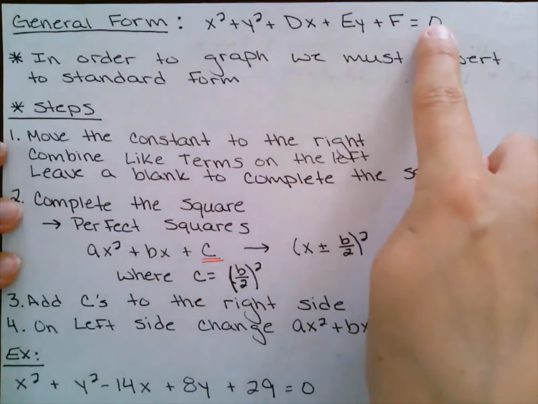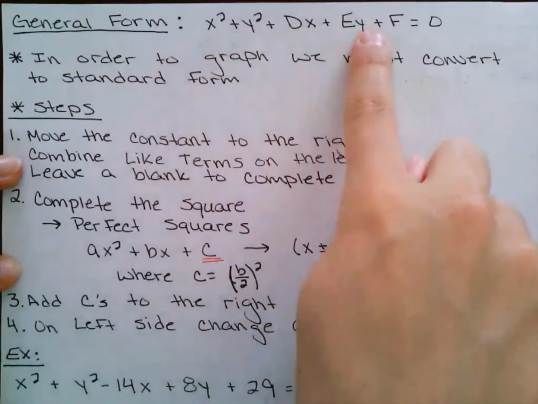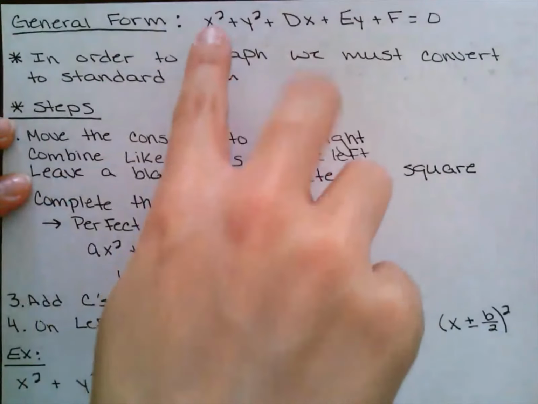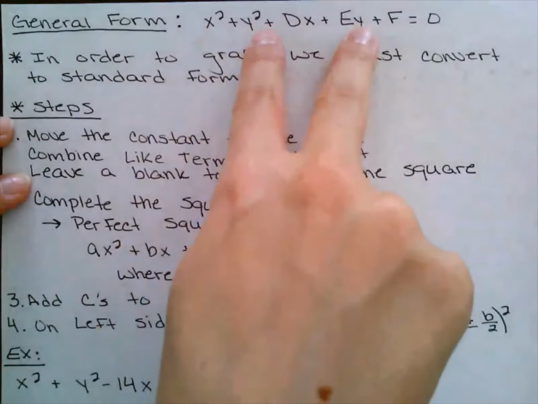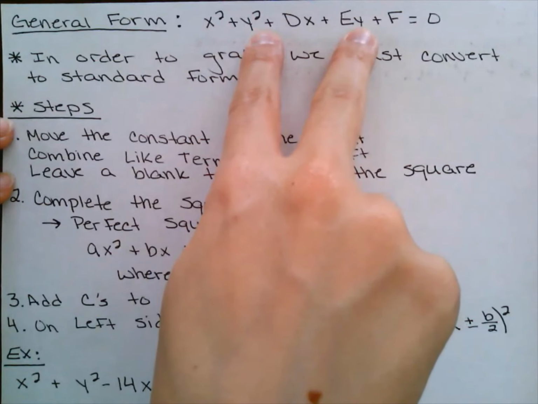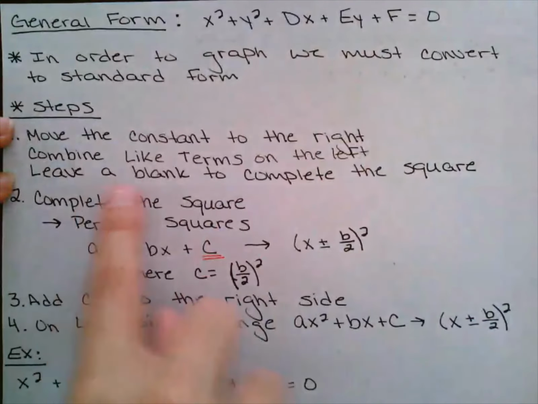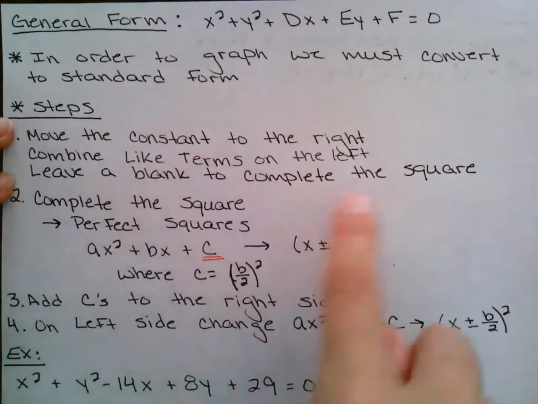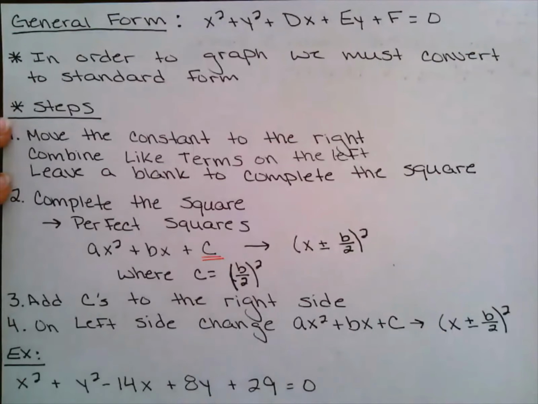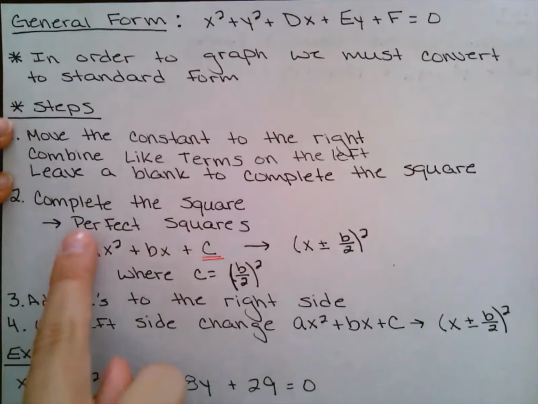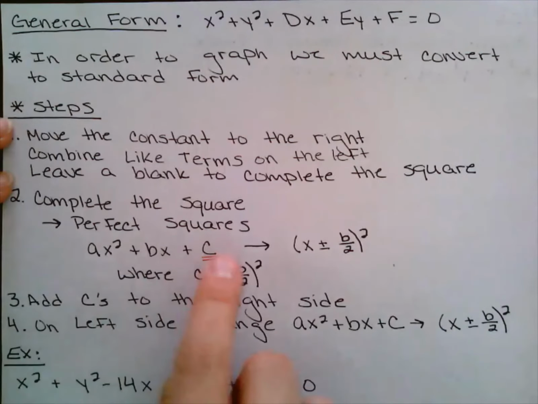So like this F would go over. Then on the left side, you're going to combine like terms, meaning you're going to put these x's together and these y's together. Now, right after those two x's and those two y's, you're going to leave a blank to complete the square. A reminder on how to complete the square, you're looking specifically for a perfect square. So this C would be the blank that you're drawing.